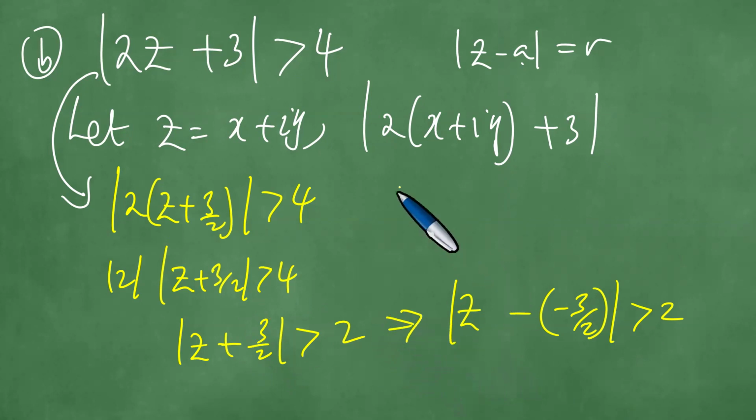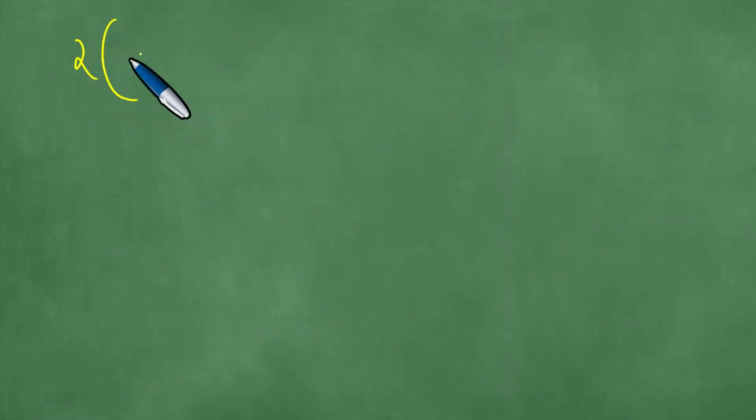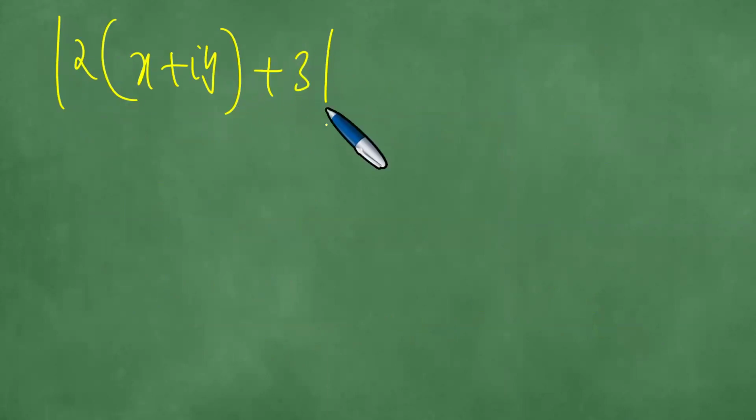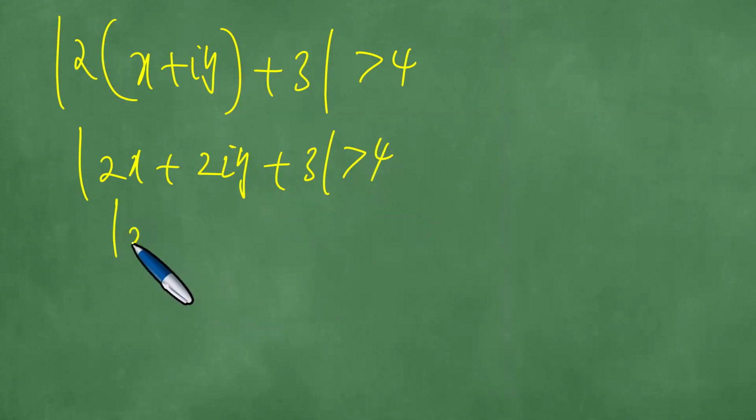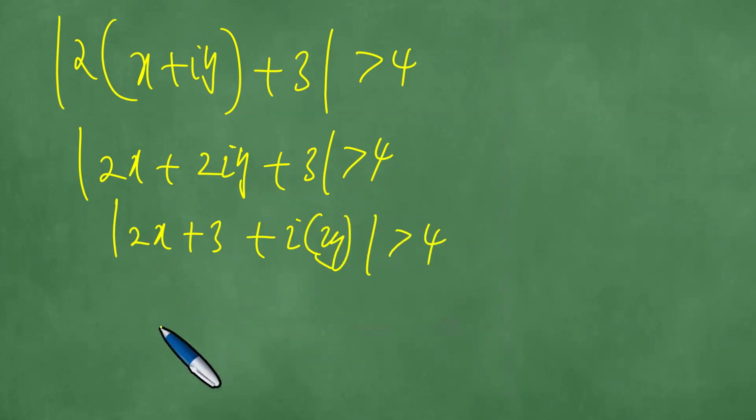And then obviously, this can also be seen using our high school tools. High school tools are x plus iy, the things we learned first at grade 12. So you have this one plus 3. And then now this one is bigger than 4, which is 2x plus 2iy plus 3 is bigger than 4, which means that it is 2x plus 3 plus i 2y is bigger than 4.